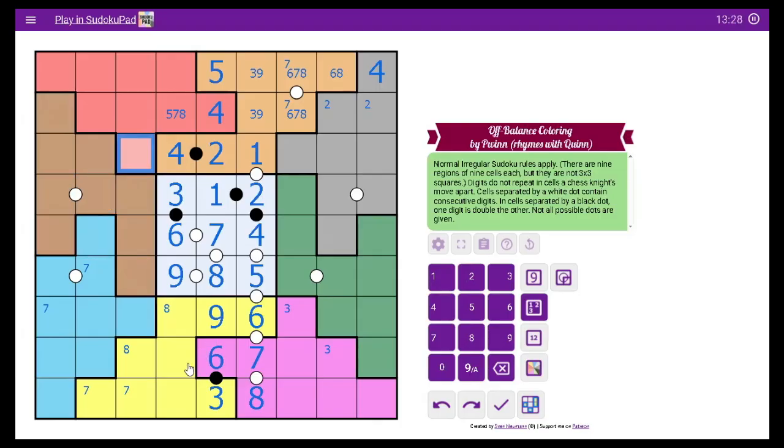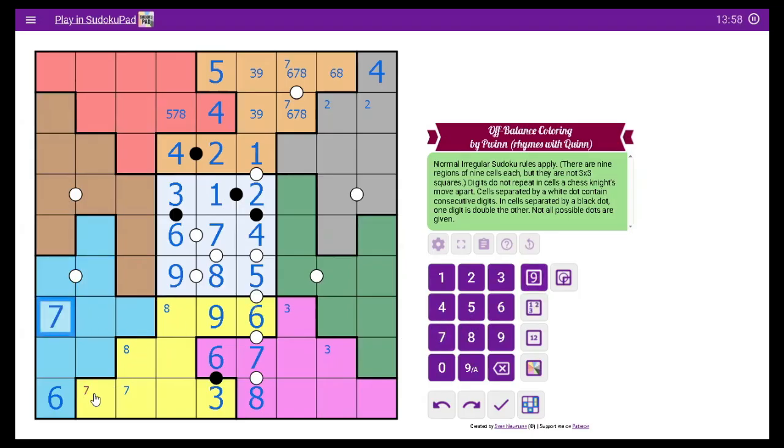Oh, the 6. I should realize this. Where do we put the 6 in the bottom row? Well, it can't go there because it'd repeat in the region. It also can't go here and repeat in this yellow region. So the only place is down in the corner, which does something. It tells me this is now not a 7 because this cell can't be a 6 or an 8 to be consecutive. So that's a big, big win.